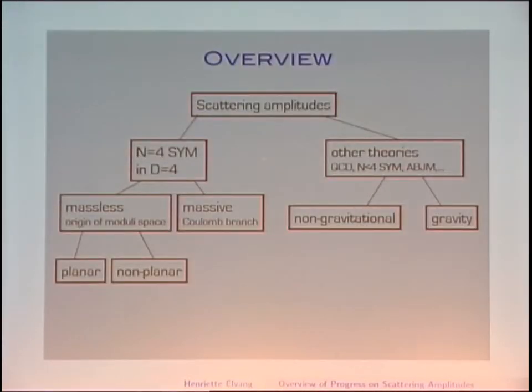For the overview here, most of what I'll say has to do with N=4 Super-Yang-Mills in 4 dimensions, and more specialized even, we'll be working at the origin of moduli space where all the states are massless, and further specialized, basically almost all the time in the planar limit of that theory. There are, of course, other interesting aspects of N=4. It has a Coulomb branch where some of the states are massive.